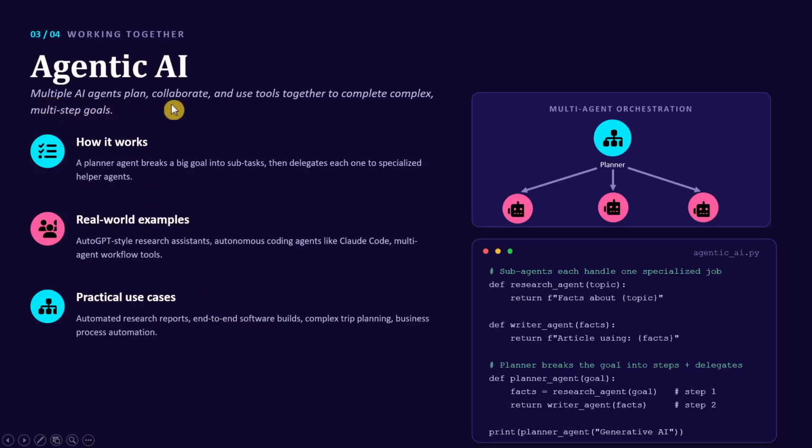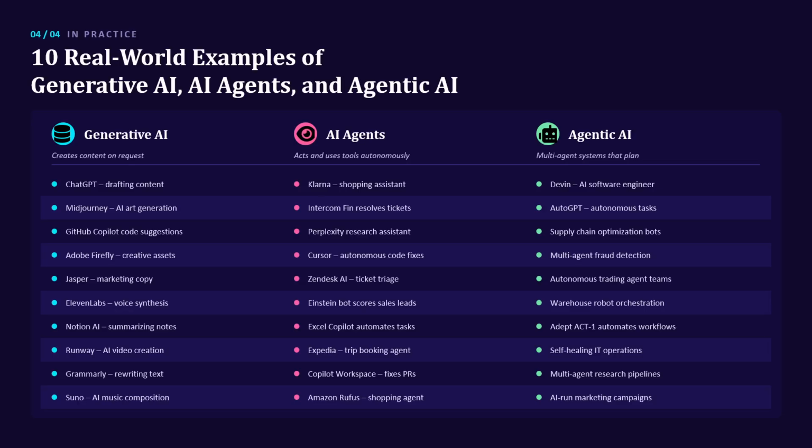Multiple AI agents plan, collaborate, and use tools together to complete complex multi-step goals. This is multi-agent orchestration. There is a planner, and the big goal is broken down into subtasks, and then all those tasks are delegated to specialized helper agents in this agentic AI workflow. And these are the real-world examples of generative AI, AI agents, and agentic AI.